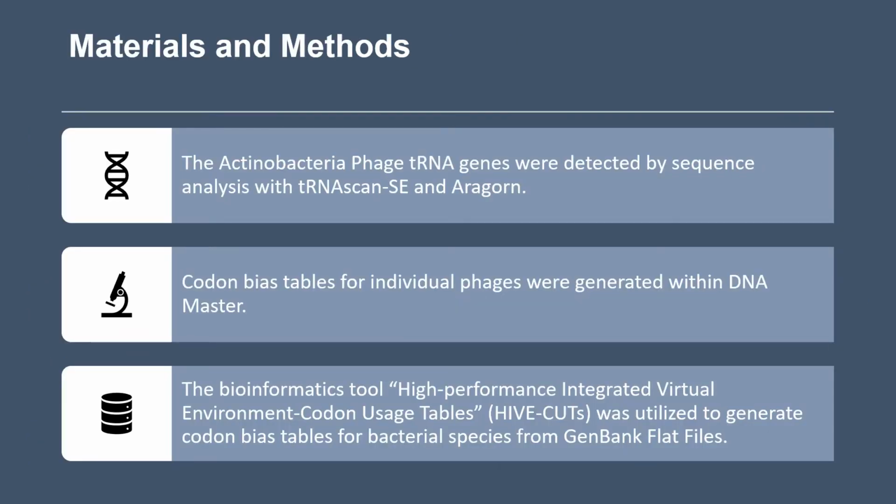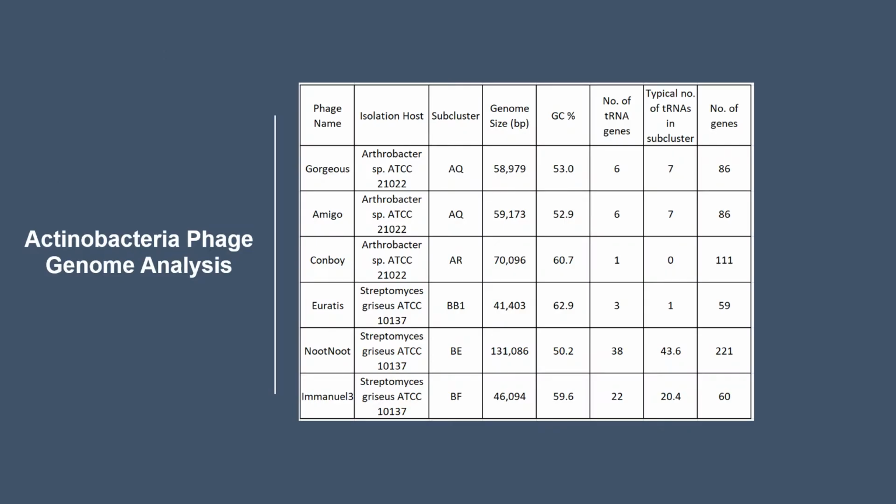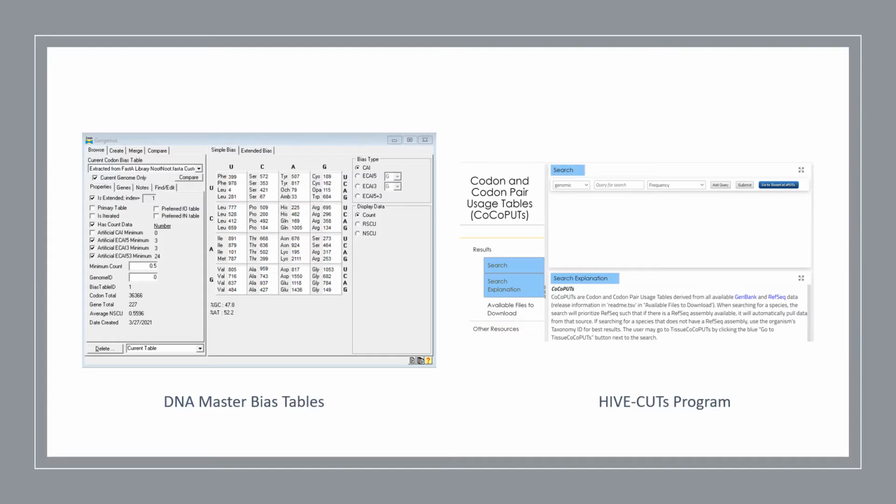To conduct this research, I utilized DNA Master and a program called HiveCuts to generate the codon bias tables for the phages and bacterial species respectively. In addition, tRNA genes were detected by sequence analysis with tRNAscan-SE and Aragorn. Here is a table that lists every phage I analyzed throughout this research. Amigo, Gorgeous, and Convoy were all isolated in an Arthrobacter species, while Eurytus, Emmanuel 3, and Newt were isolated in Streptomyces griseus. This is a visual representation of the programs I used to generate codon usage tables.